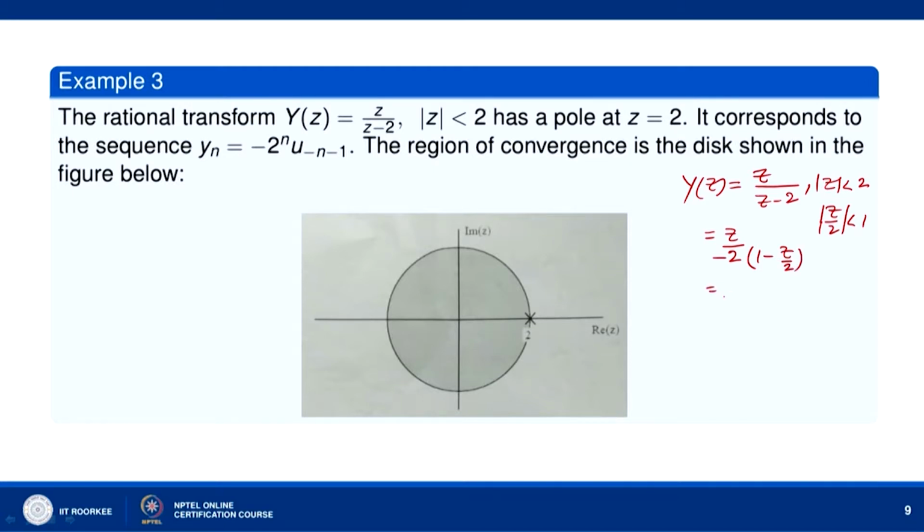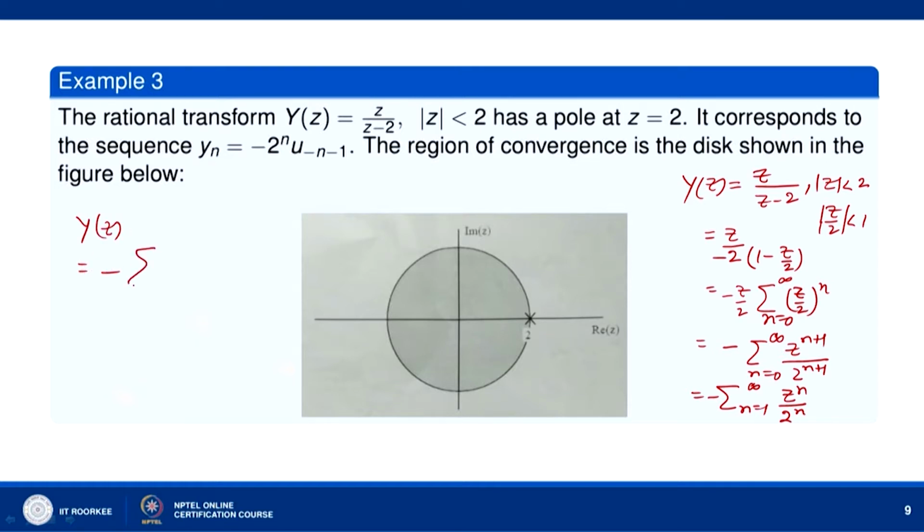Okay. Then this will be minus Z upon 2 sigma n equal to 0 to infinity of Z by 2 raised to the power n. Okay. So, this will be equal to minus sigma n equal to 0 to infinity Z to the power n plus 1 divided by 2 to the power n plus 1. Okay. So, this is nothing but minus sigma n equal to 1 to infinity Z to the power n divided by 2 to the power n.